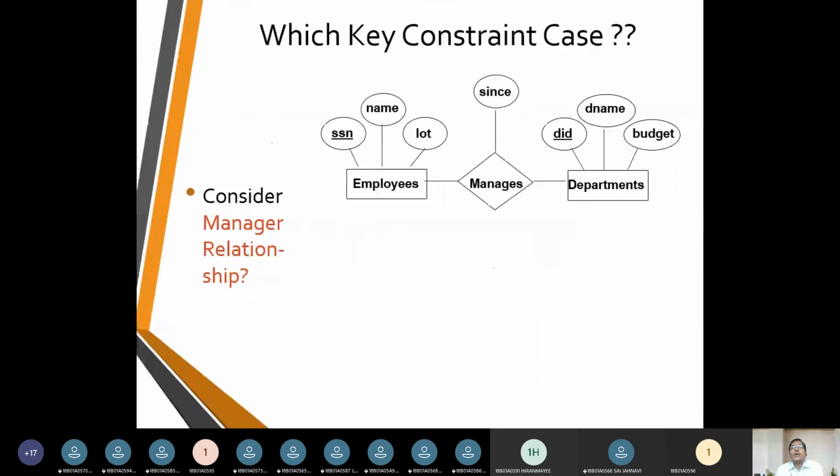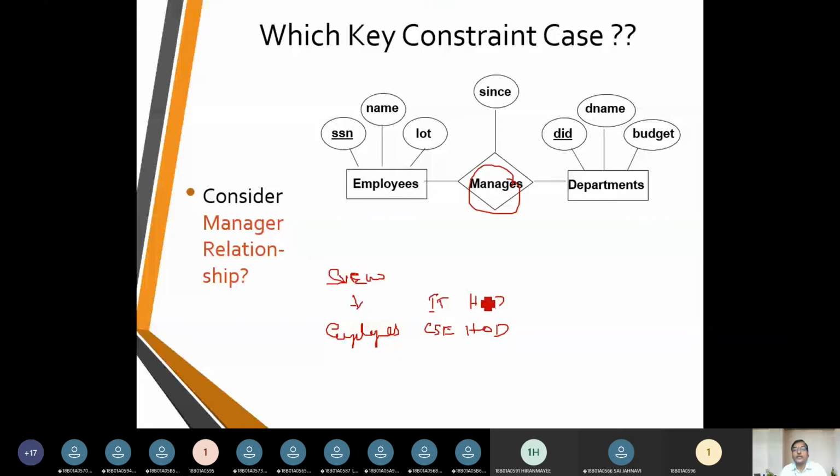Next, we do have key constraint cases. So now you can see here managers. I can give an example. In SVCW, we do have some employees. Then we have an employee as an HOD here. So I can say some IT HOD, I can make a CSC HOD.